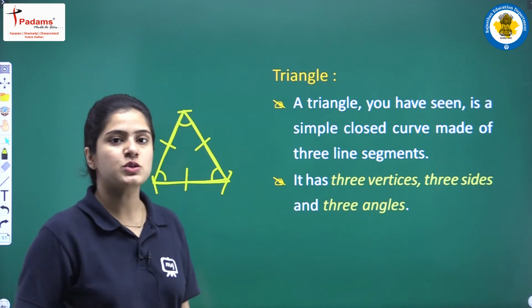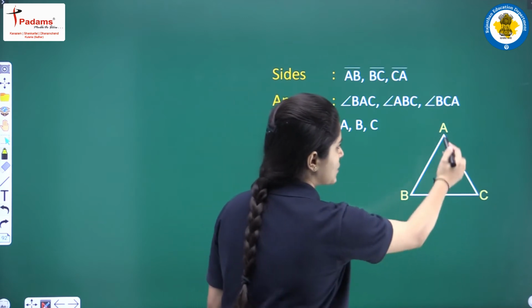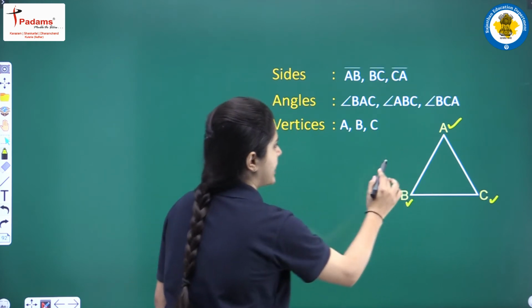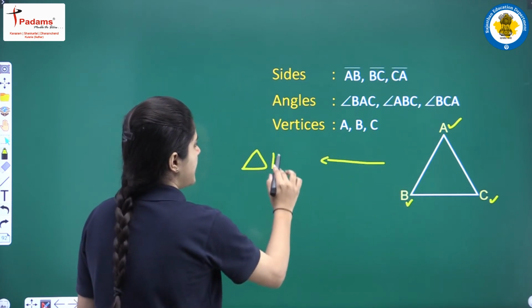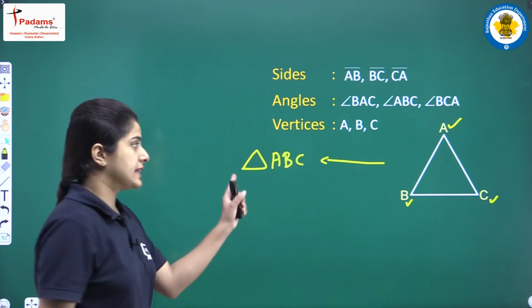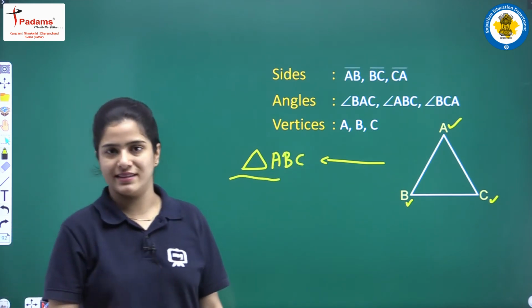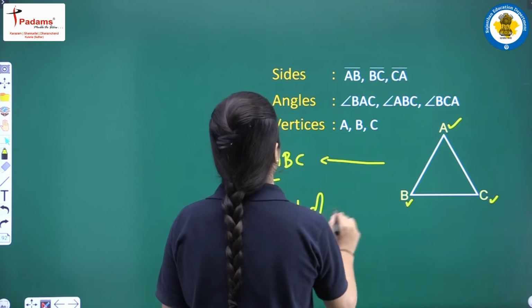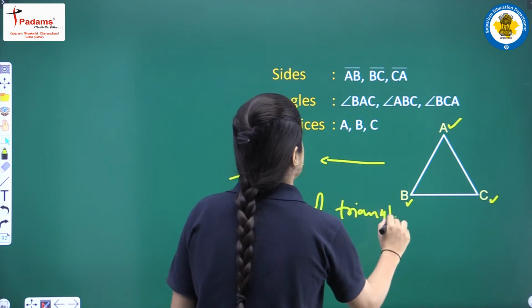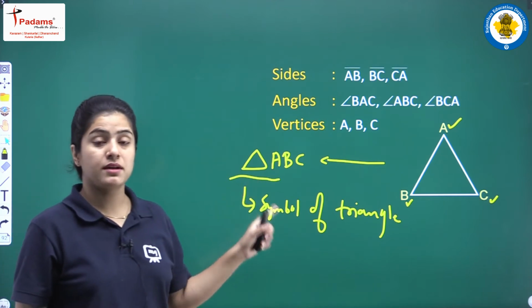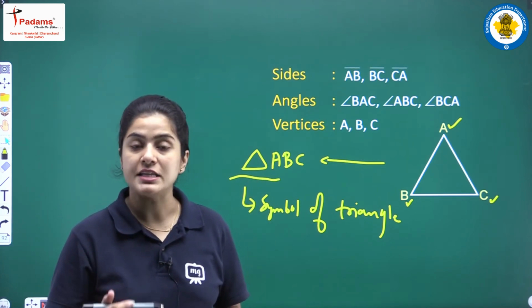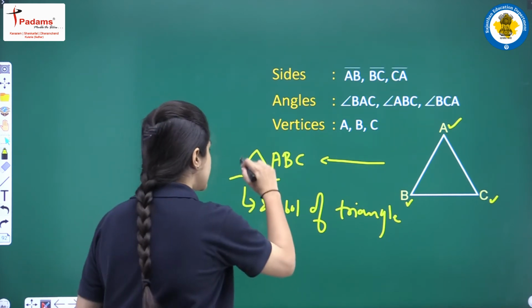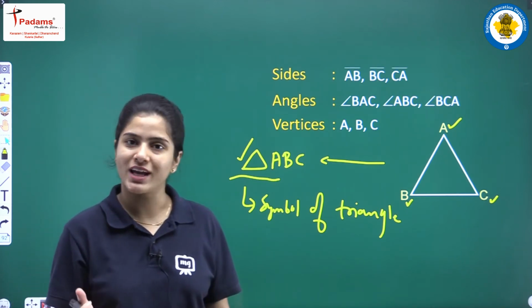Okay, students, now have a look at this triangle. This is point A, point B, and point C. This complete triangle is called triangle ABC. Students, this is the symbol of writing a triangle, the symbol of triangle. If you have not mentioned this symbol, how can you say that you are writing any triangle? Otherwise you would write it as triangle ABC in words. But if we are using this symbol, then it is understood that we are talking about triangle ABC.